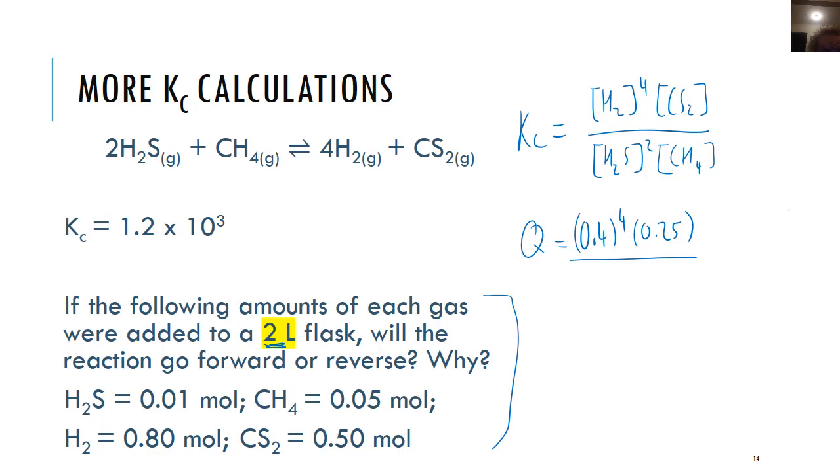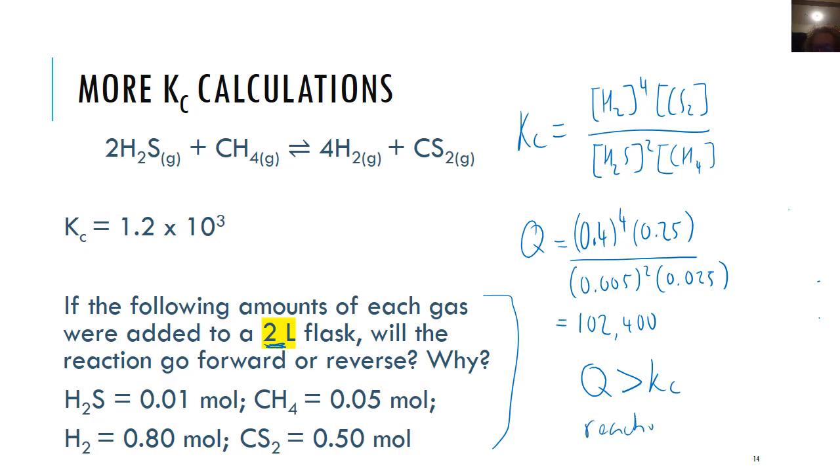divided by 0.005 squared multiplied by 0.005, and when we do that, we come out with an insanely big number of 102,400. And since Q is greater than Kc, that means the reaction is going to go in reverse, because there are too many products and not enough reactants.